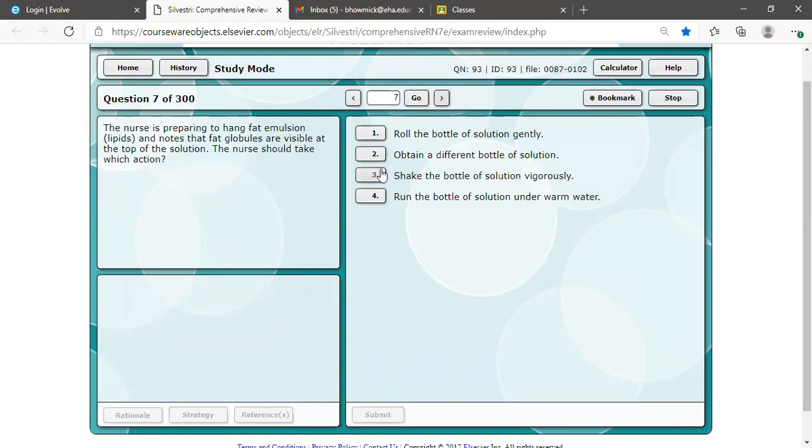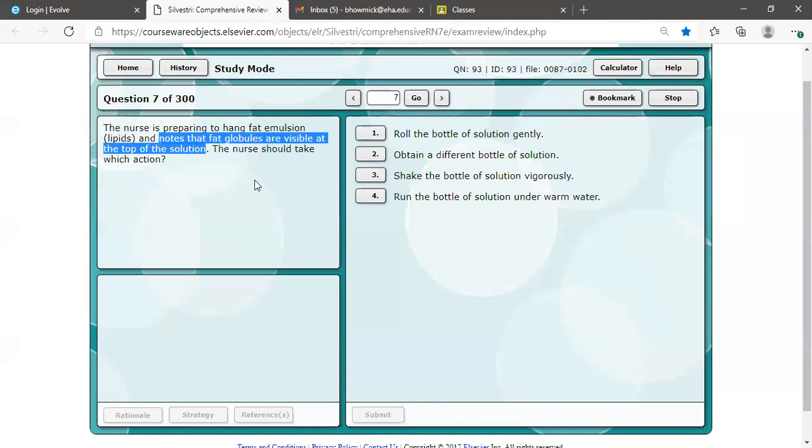So the next question here: the nurse is preparing an item of fat emulsion. Fat emulsion means lipid, and note that the fat globules are visible at the top of the solution. You see, there is a chance of air embolism. So what could we do as a nurse, LPN or RN? We always try to avoid the embolism entering the circulation. So if we see something like this, definitely we have to stop or choose the other option. Why would we start something like this?